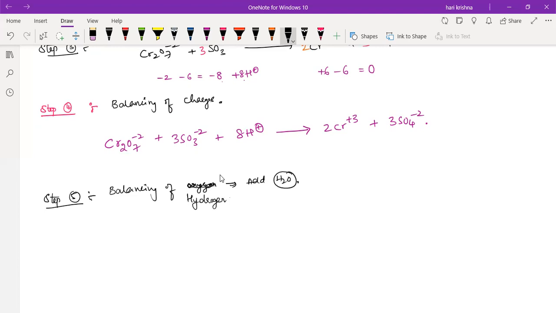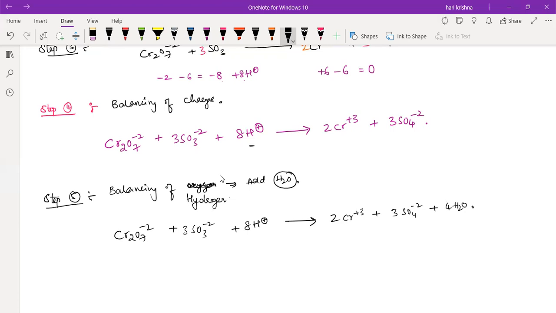Okay, now tell me how many hydrogens are there on the left side? 8 hydrogens are there. Then how many water molecules have to be added on the other side? Sir, 8. Each water will have 2 hydrogens, right? Sir, 4. So you have to add only 4 water molecules. So 2Cr plus 3 plus 3SO4 minus 2 plus 4H2O.